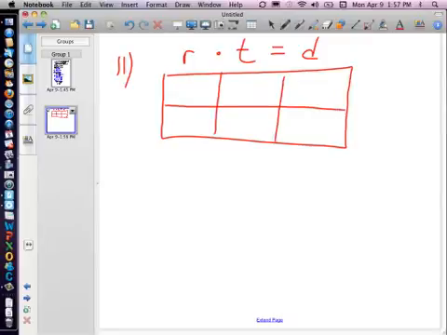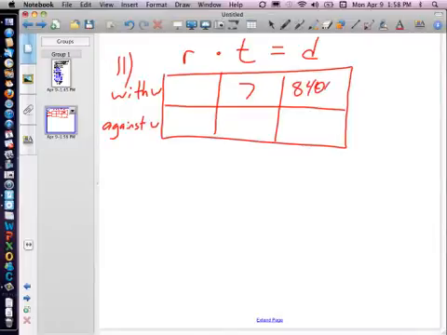Okay, and the two things we're talking about are a plane going with the wind, and then against wind. It says that the plane travels 8,400 kilometers against the wind in 7 hours. So we have 7 hours. We have 8,400 kilometers. That's 8,400. And it's with the wind.